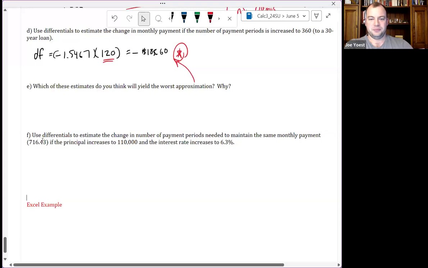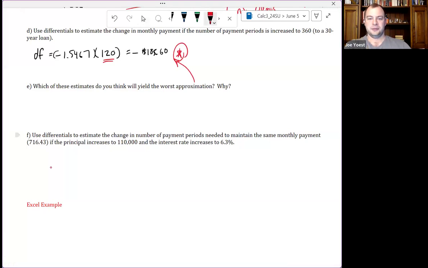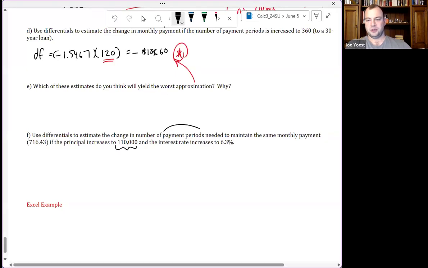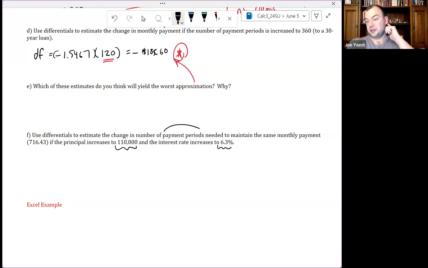All right, and then so we'll do part F, and then I have a quick Excel example too, just to kind of show you where these numbers come from in case you're interested. So part F, use differentials to estimate the change in the number of payment periods needed to maintain the same monthly payment if the principal increases to 110,000 from 100,000 and the interest rate increases from 6% to 6.3%.